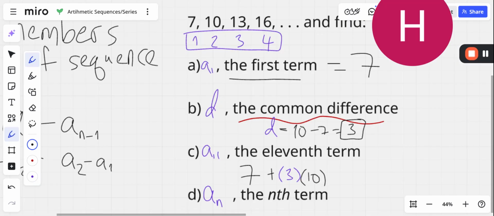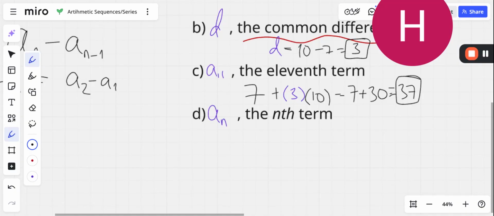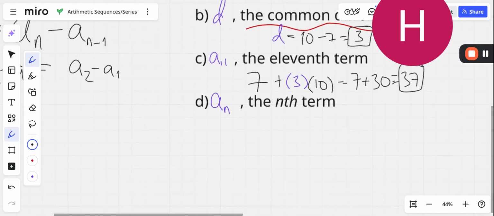Think about it this way. If you're on the first floor and you need to get to the 11th floor, you don't go up 11 more floors. You only go up 10 floors. So this common difference is applied 10 times, and this is going to give us 7 plus 30. Very easy, 37. Great. Now for an, the nth term, let's use the same logic here.